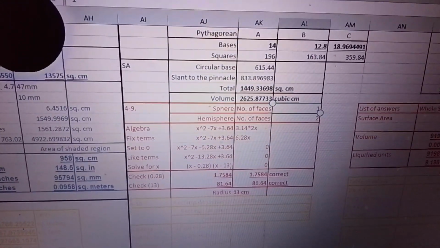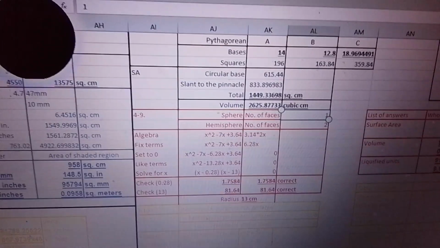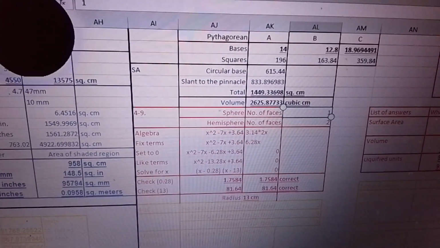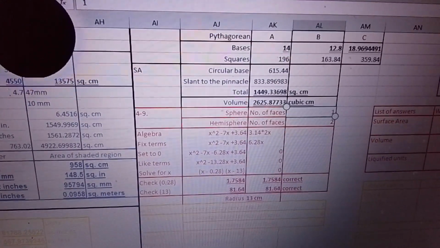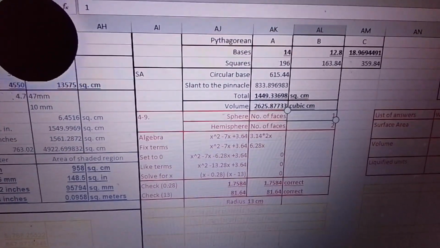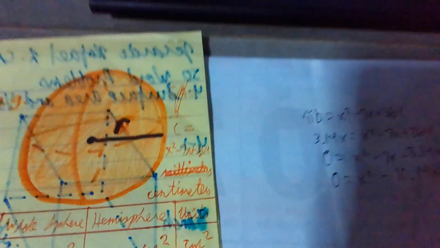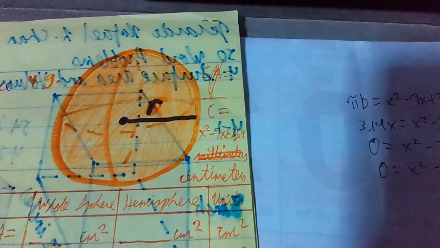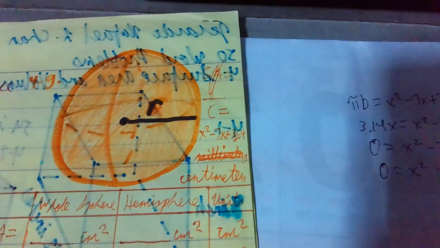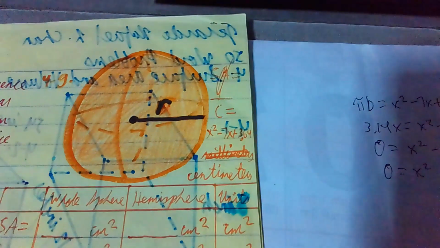If I were to look at my solution sheet, it goes like this. For a sphere, you only have one face, and for a hemisphere, you need two faces, alright? So in algebra, I did it this way. x squared minus 7x plus 3.64. It should be 3.64, because it says here it's in centimeters, alright? So we need to convert that. It's supposed to be 3.64, not 364.